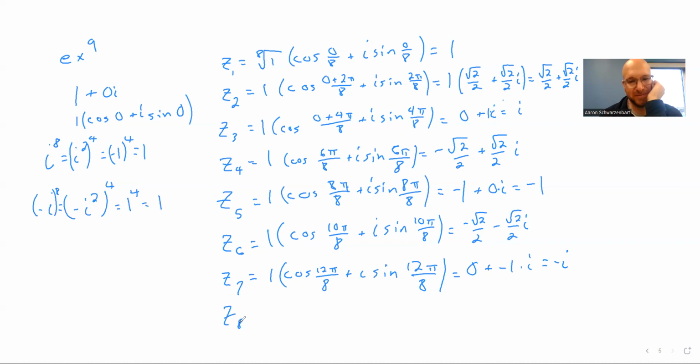And Z8, up to 14 pi over 8. There is no ninth because that'd be 16 pi over 8, which when I'm doing this on the unit circle is back to 0, same angle. Positive root 2 over 2. 14 pi over 8 is 7 pi over 4.